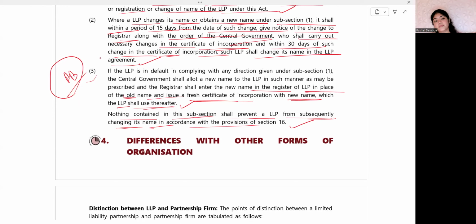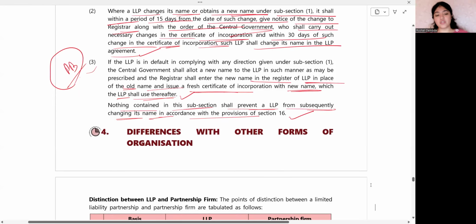Yes, ma'am. Right? This was almost what LLP is. Now we have the differences. We'll be discussing them, but I thought let's just take a recap to check that you are clear with everything. Right? We are clear till here. Okay, let's start with the differences with other forms of organizations.